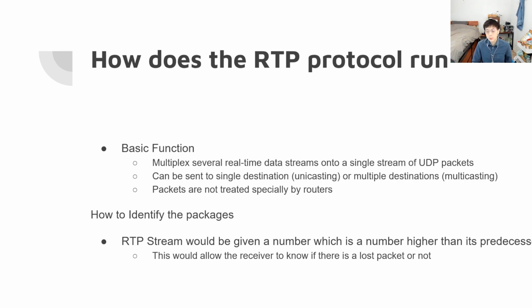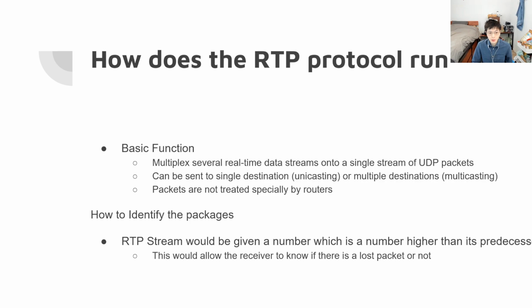The basic function of RTP is that it can multiplex several real-time data streams onto a single stream of UDP packets, such as multiple videos being combined together. It could be sent to a single destination, which is called unicasting, and could also be sent to multiple destinations, which is called multicasting. These packets are not treated specially by routers, as this is based on UDP.